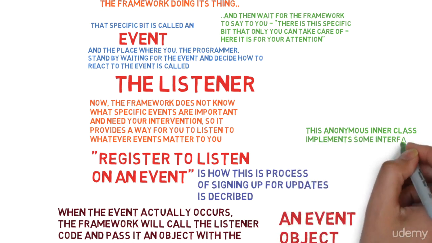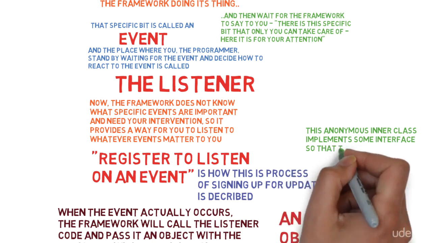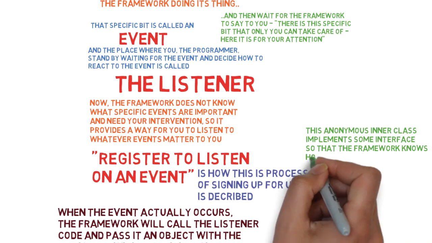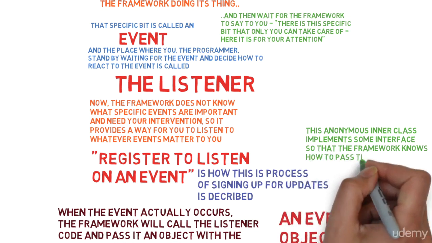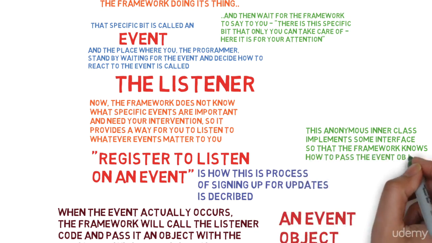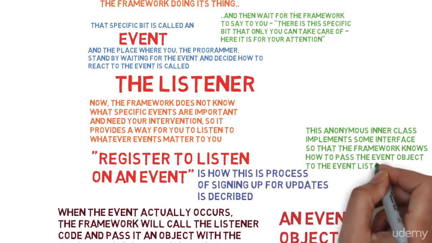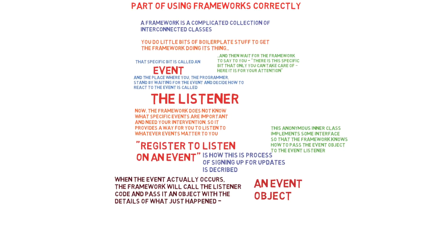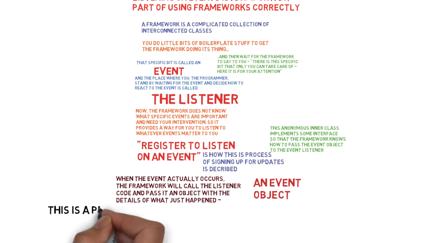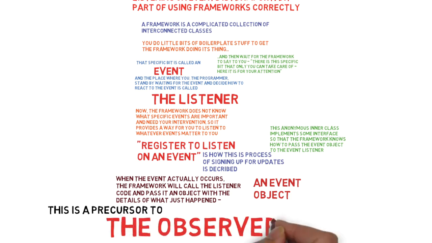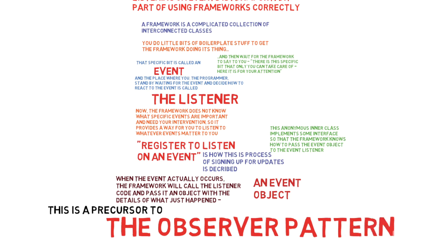Listeners typically tend to be an anonymous inner class which implements a specific interface. This interface generally has one method which takes in an event object. So the framework now knows how to pass in the event object to the event listener. This whole setup of having a framework, plugging into it using listeners, receiving events and executing the listener code is a precursor to the observer pattern.